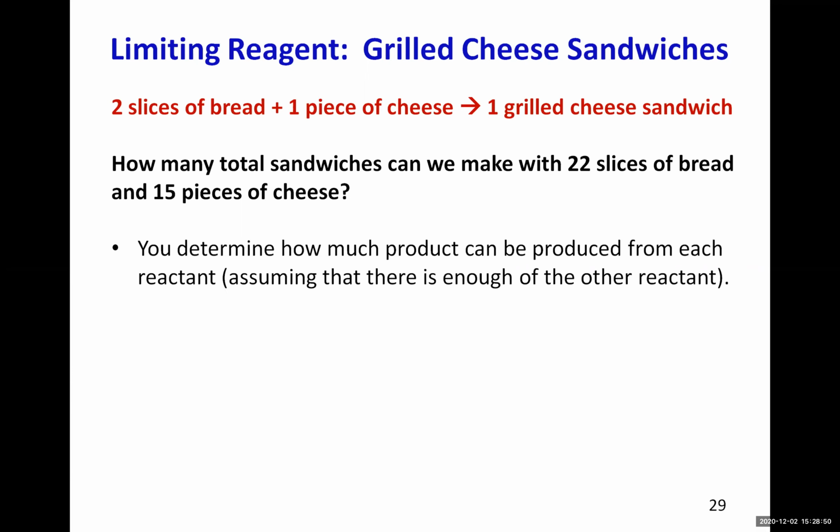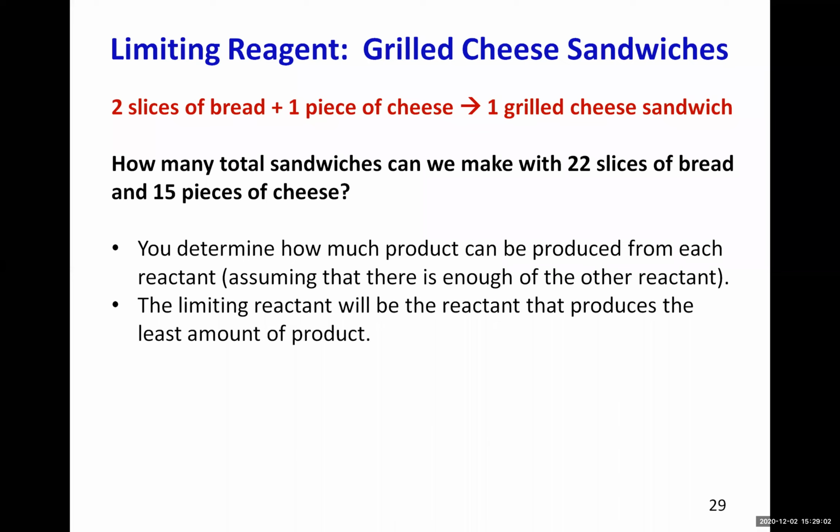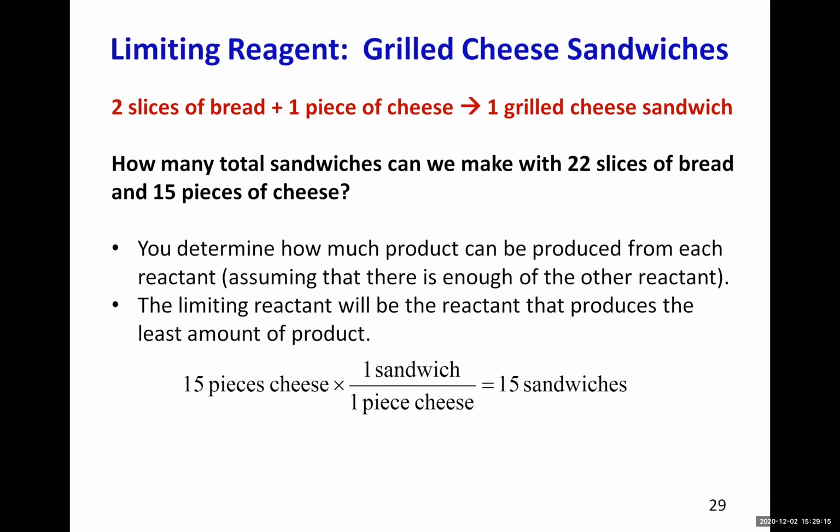The way to solve this question is to determine how much product can be produced from each of the reactants without taking into account the other, so assuming there is enough of the other reactant. And then the limiting reactant will be the reactant that produces the least amount of product. So you're looking at how much product you make in each case, and the one that produces the least amount of product is the limiting reactant.